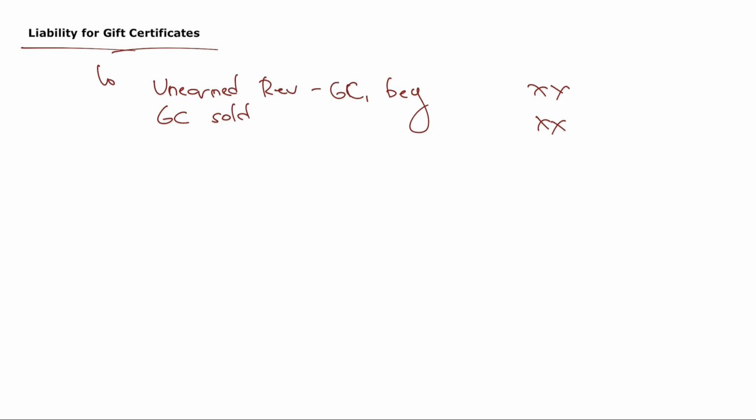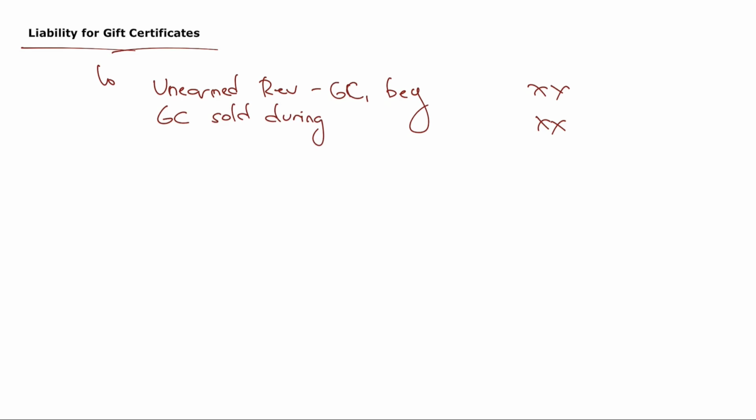Ibig sabihin ngayon, naka-receive na tayo ng cash, pero hindi pa tayo nagre-render ng service or nagde-deliver ng goods. Kaya ito natawag na deferred revenue, no? So, papaano natin ito kino-compute? Well, dito, ang computation natin ng unearned revenue for GC at the end will just be equal to unearned revenue, right? GC at the beginning. Then, i-add po natin dyan yung mga GC or gift certificate sold during the year.